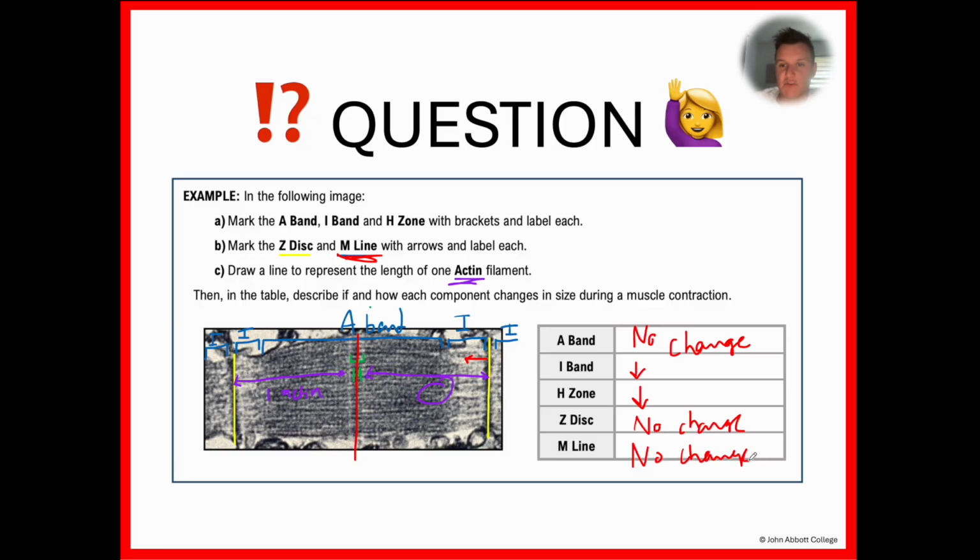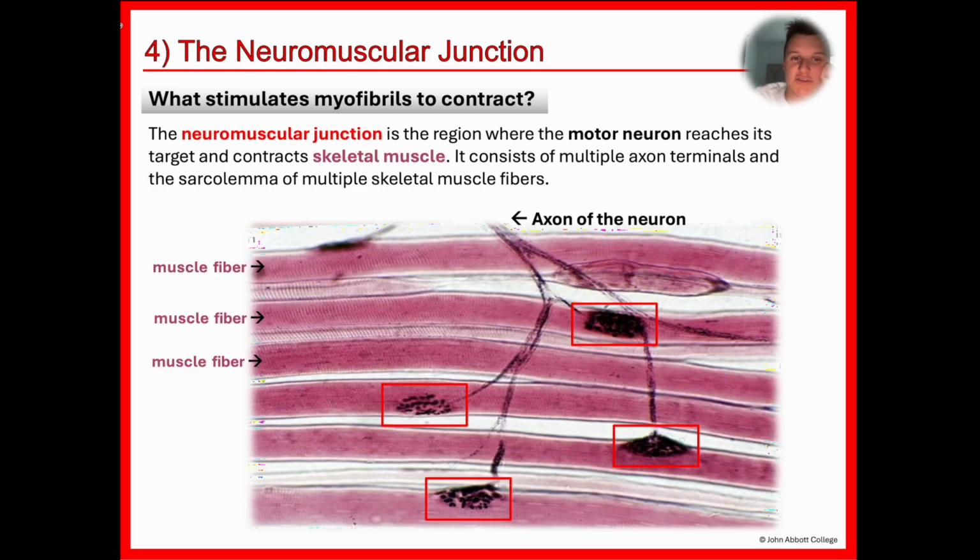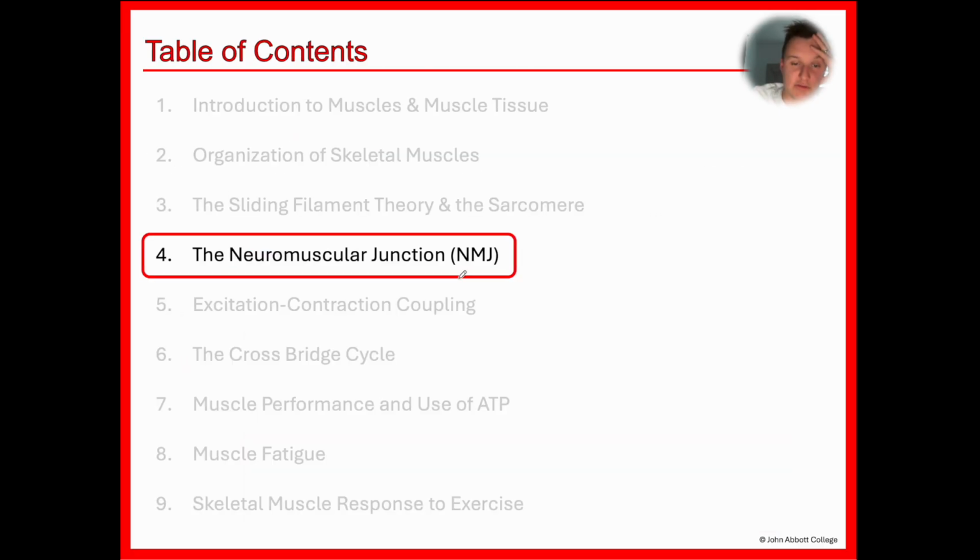Amazing. Sweet. So that was the sliding filament theory and the sarcomere. So now we understand at the microscopic level what's happening, how a muscle contracts, right? It's not as simple as we thought it was in the beginning. So now we're going to talk about the neuromuscular junction. I went from big picture muscle down, down, down, down to the nitty gritty. Now I want us to go back out to the muscle, right?